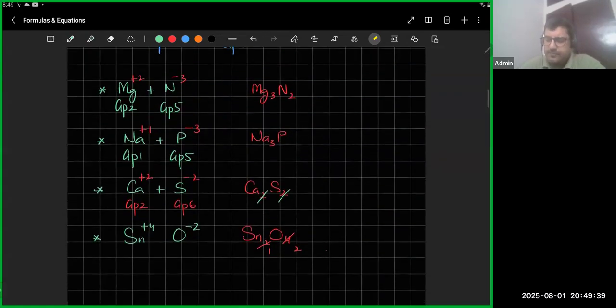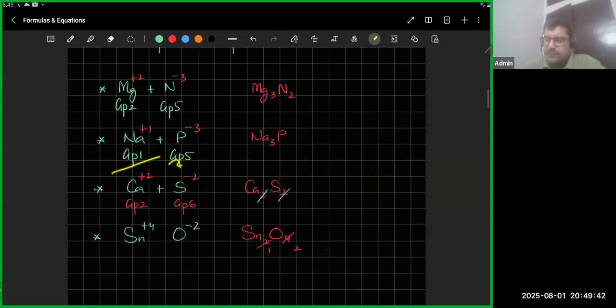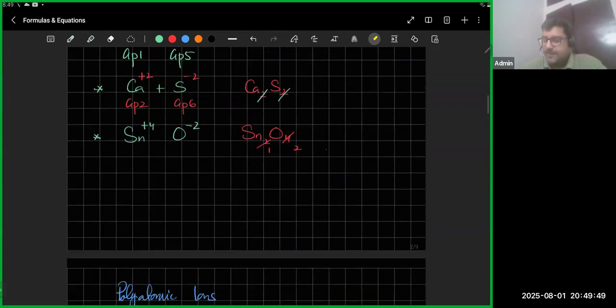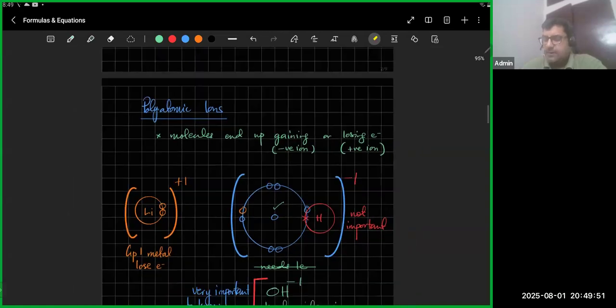Then sodium was +1, phosphorus was -3. You did crisscross, 3 goes over there, 1 over there, and you will get your formula, right? And then we did polyatomic ions.